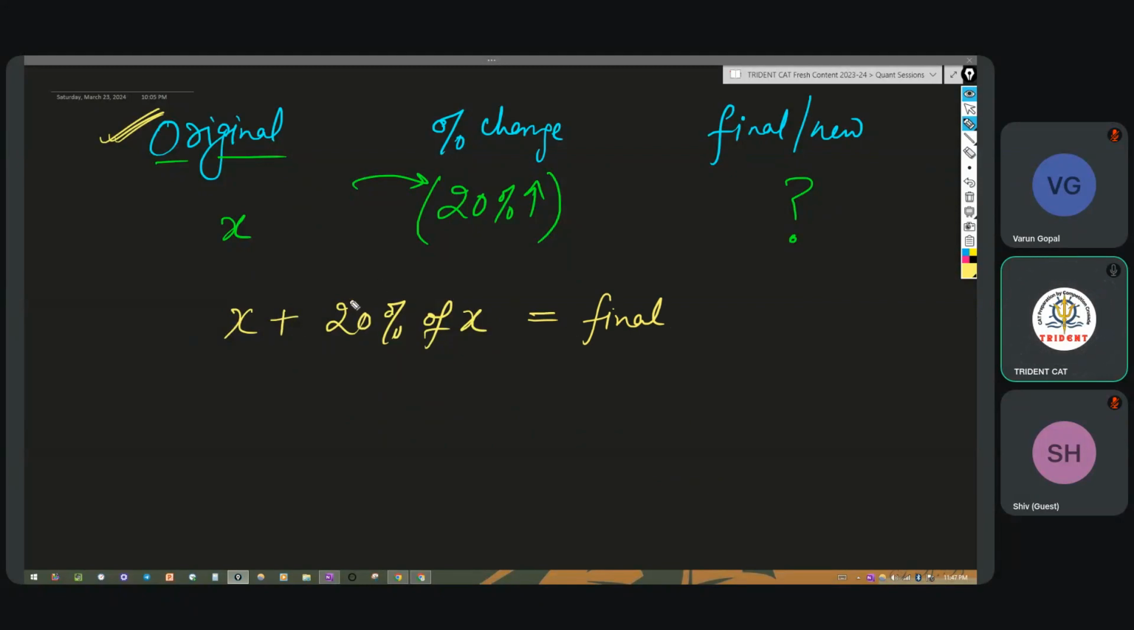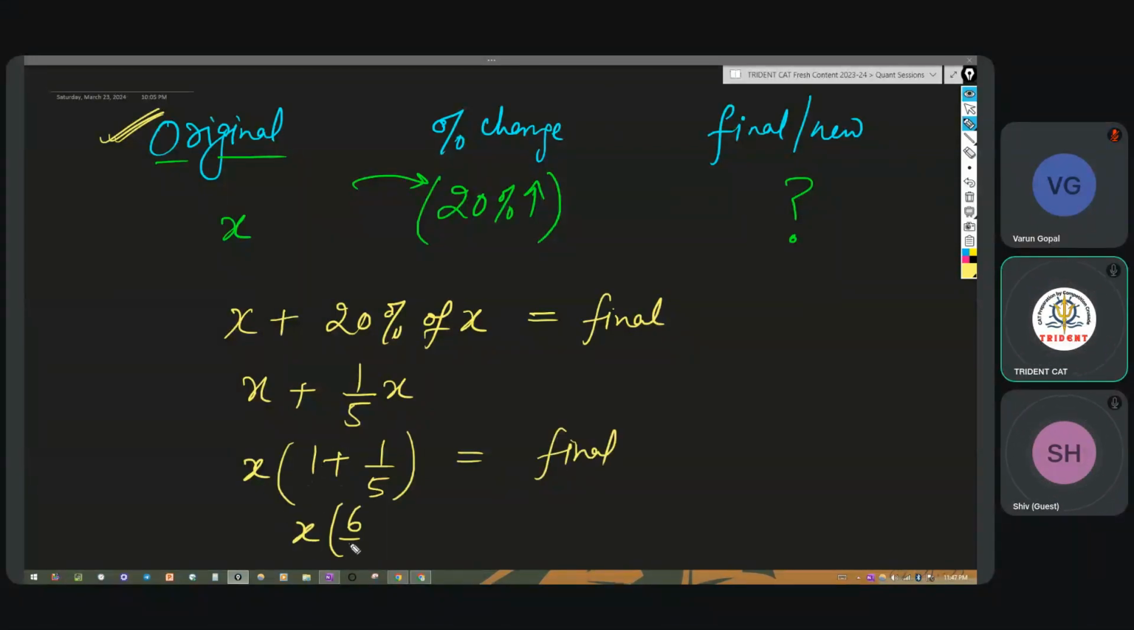Now, at this point, 20% can be converted back to the fraction equivalent, which is 1 by 5. So 1 by 5 x plus x. Now, this is what, Shiv, you were talking about. At this point, if I take x as common, 1 plus 1 upon 5 equals the final value. And if you do the arithmetic, this is 6 by 5. That is the final value. And yes, Shiv, excellent. This is the multiplying factor, or the MF.